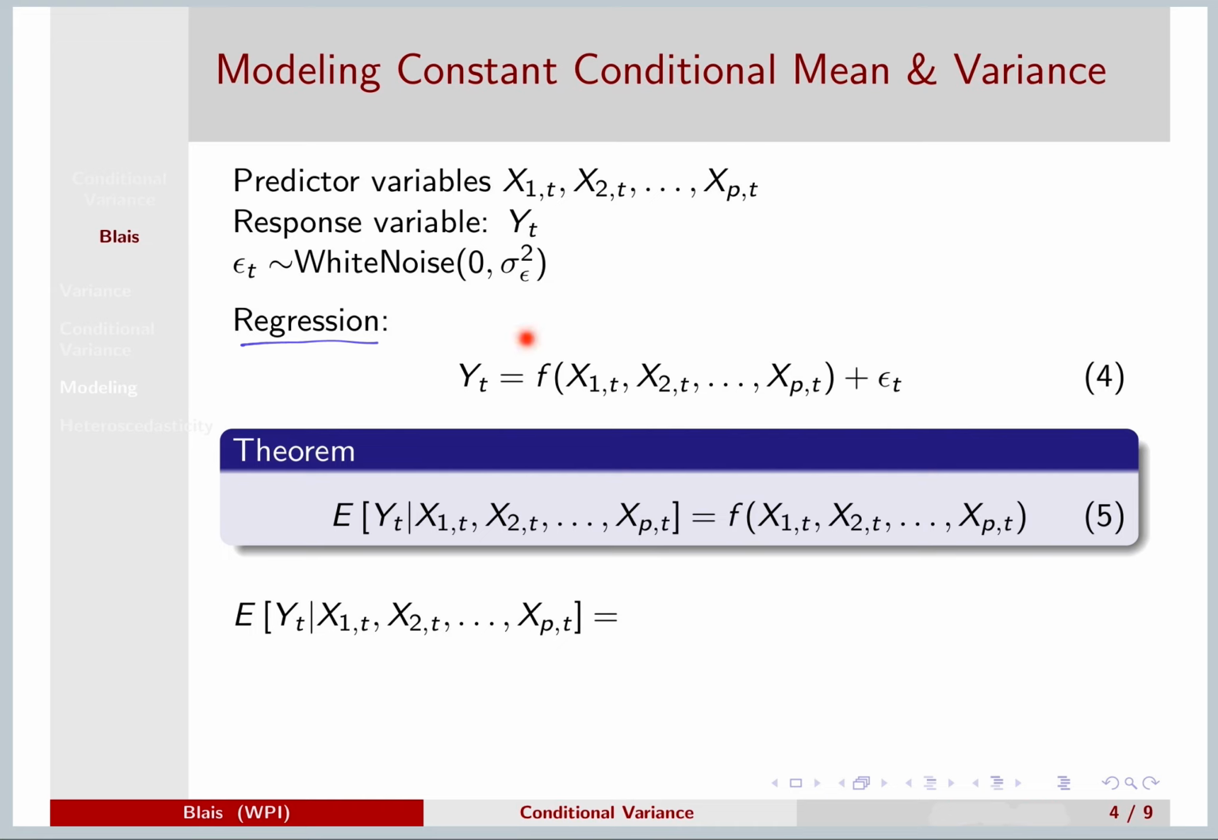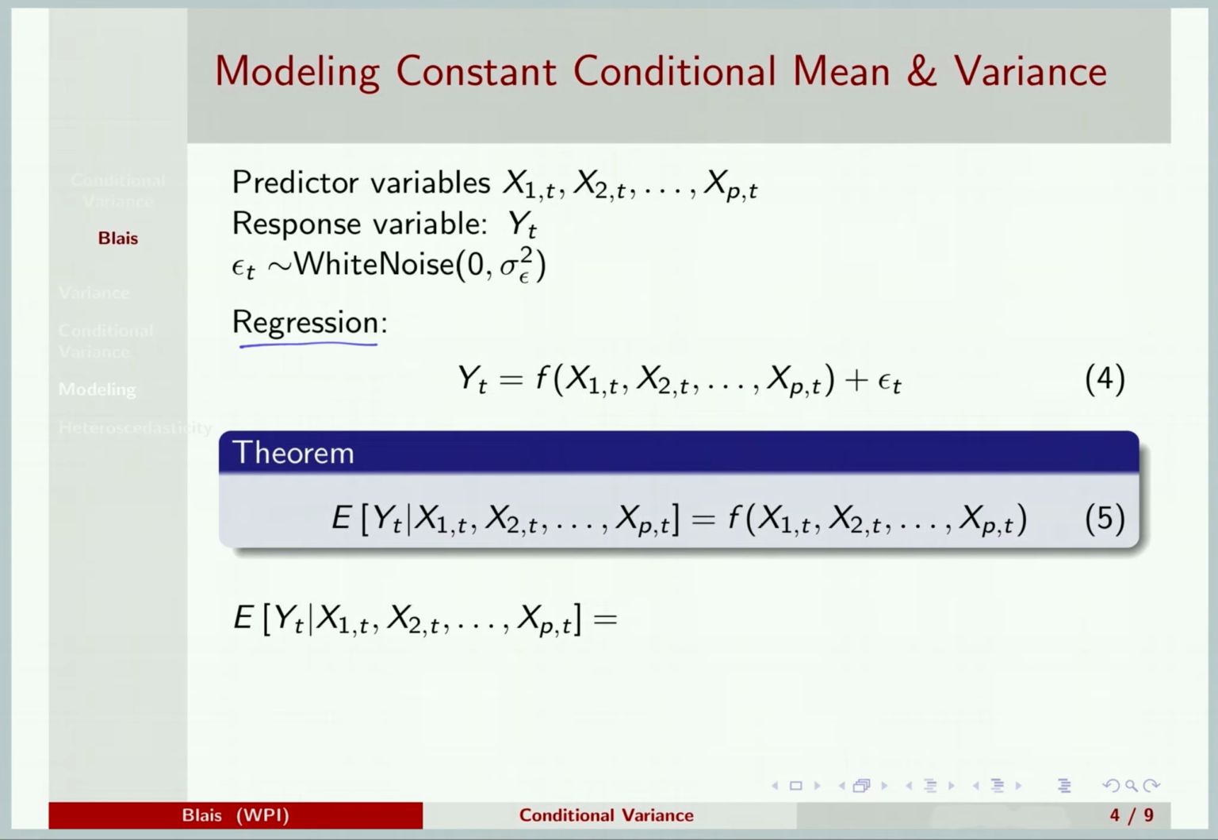So our standard form of a regression is written in this way. So our response is equal to some deterministic function of the predictors plus a noise term. And we can check that in this framework, we do in fact have a constant conditional mean and a constant conditional variance. So we check first for the mean, and the conditional mean of the response given the predictors will just be this prescribed function of the predictors.